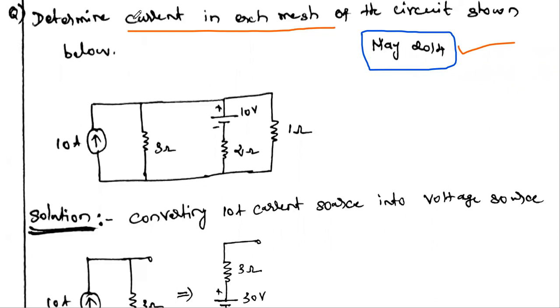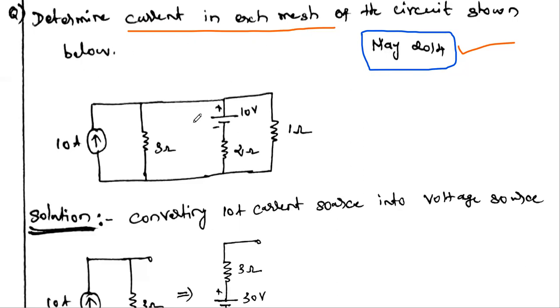So here they are mentioning current in each mesh. So we are going to find the mesh current. So we may use the method mesh analysis. Okay, and in addition to the mesh analysis, here we are going to use one more technique. It is called the source transformation technique, in order to reduce this network into a simplified one.